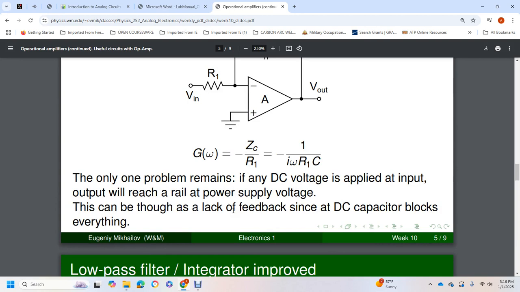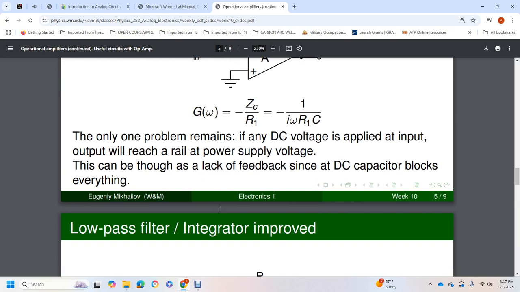The gain as a function of frequency is equal to the impedance of the capacitor over the resistor 1, which is 1 over the angular frequency times resistor 1 times the capacitance. But the only problem remaining is the DC voltage applied at the input; the output goes to the rail at the power supply voltage. This could be because of the lack of feedback, since the capacitor blocks everything at DC.